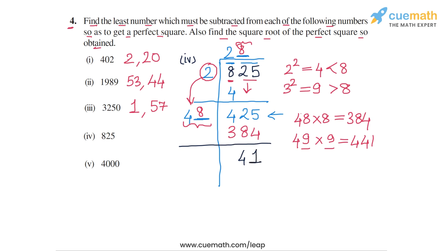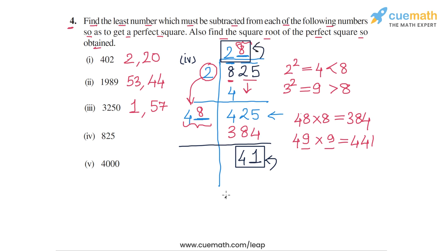And at this point, because we have no more digits left in the original number, the division process stops. So we have obtained a quotient of 28 and a remainder of 41. And because we have obtained a non-zero remainder 41, the original number 825 is not a perfect square. So if we take away this remainder 41 from the original number, we will obtain a perfect square, and the square root of that number will be 28.